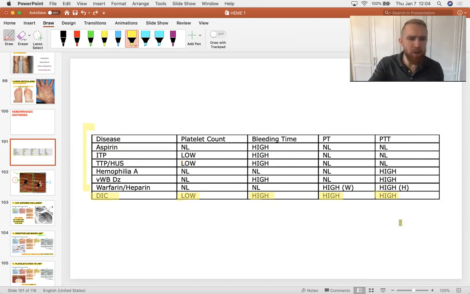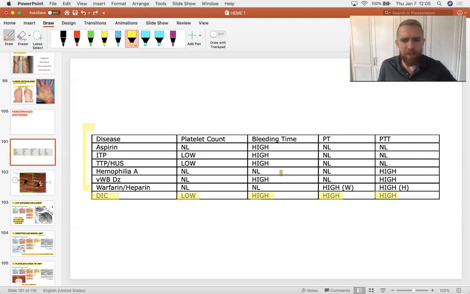Then you have a factor problem, okay? Let's say you have hemophilia. Well, that's a factor 8 deficiency. Factor 8 is in the intrinsic pathway. So if you don't have it, intrinsic clotting is prolonged. It has nothing to do with factor 7, so the extrinsic pathway is normal. It has nothing to do with platelets, so bleeding time is normal and platelet count is normal. That's hemophilia.